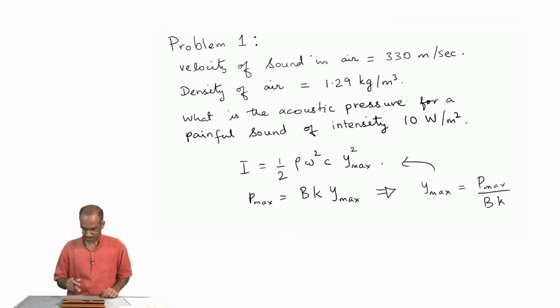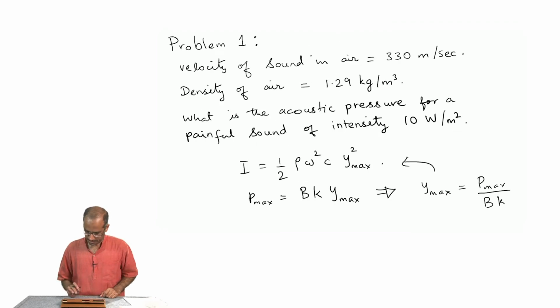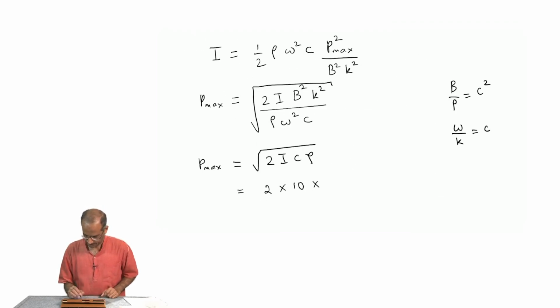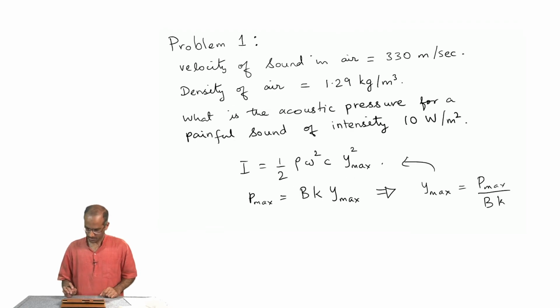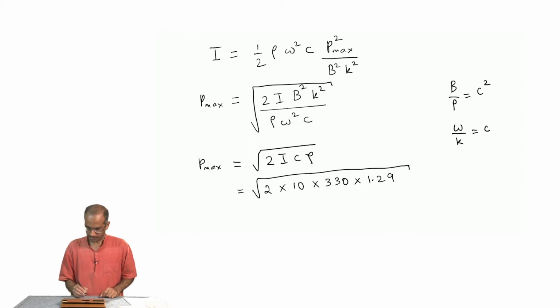That is exactly the information that we have. So, we just need to put in all those numbers, and that will be 2 multiplied by intensity, which is 10 watt per meter square, and C is given as 330 multiplied by 1.29, which is the density, and this you can use your calculator to calculate.